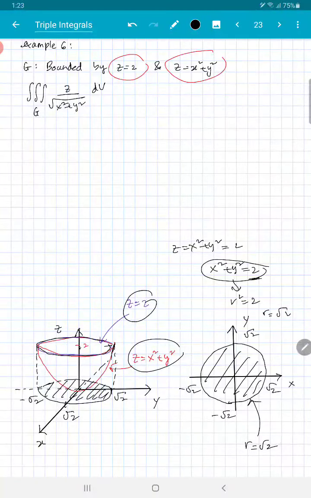Now back to our integrand. Since we want to use cylindrical coordinates, we cannot use x and y. So x squared plus y squared there will be replaced by r squared. So we have the square root of r squared, and dV here would be dz, and then we have r dr d theta. Now let's get the limits for z first.